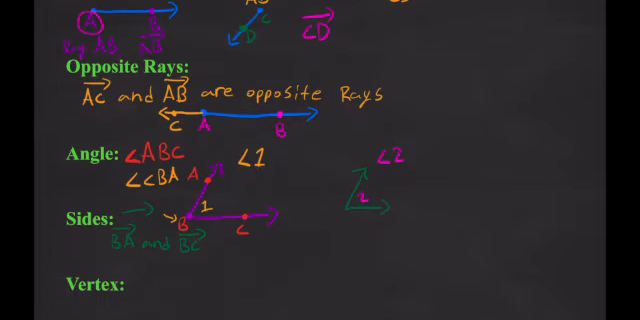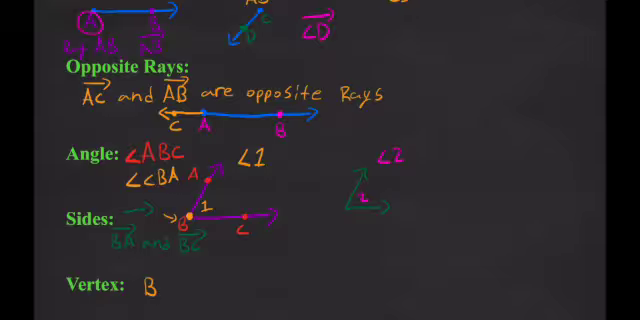The vertex is the intersecting point. It's a point that both rays have in common. So the vertex of this first one is going to be at point B. The vertex is B.